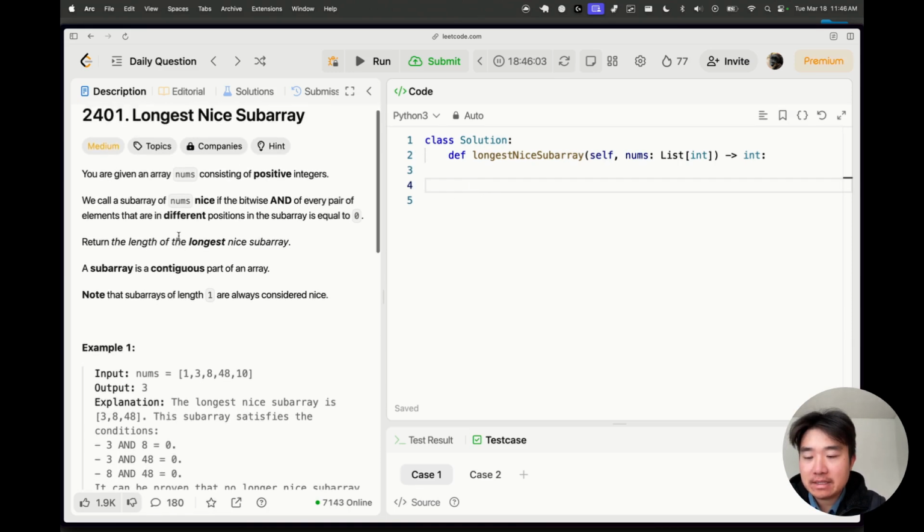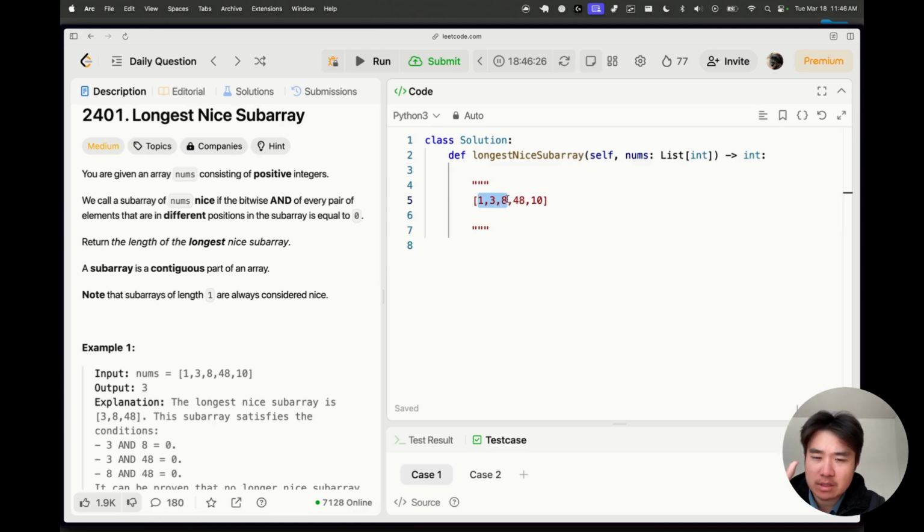The whole idea is that we are going to be given some sort of array, and they want the longest nice subarray. Subarrays mean that they're contiguous, so we just can't skip elements. We have to include them in the subarray. And what does it mean to be nice? It means nice if we bitwise AND every pair of elements in the subarray and they're equal to 0.